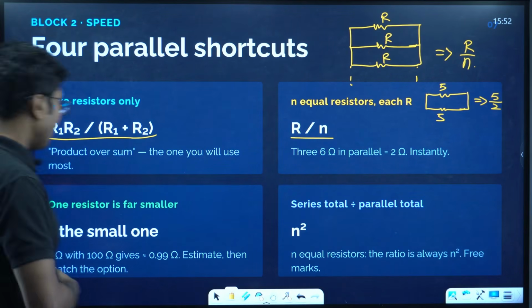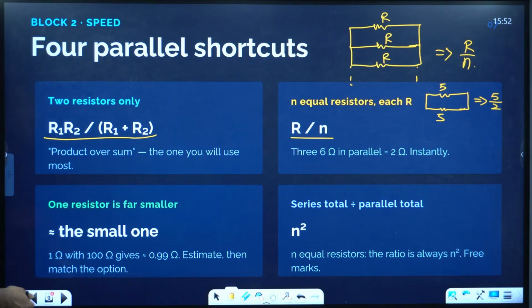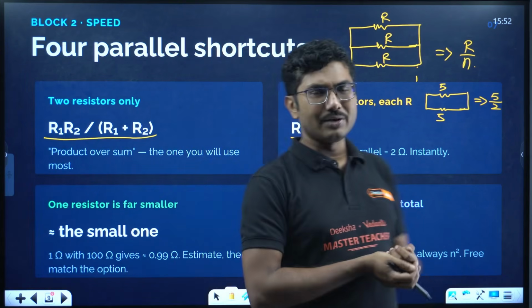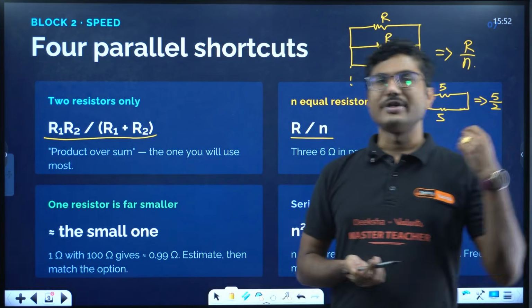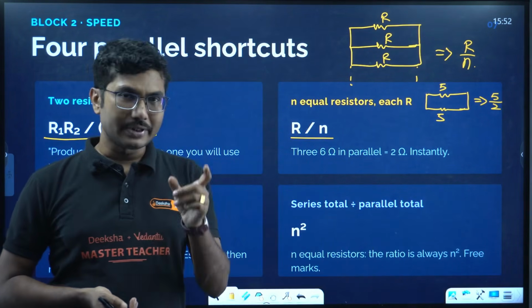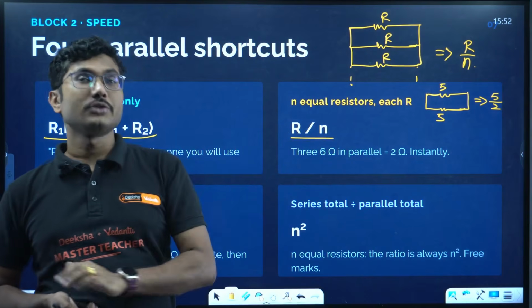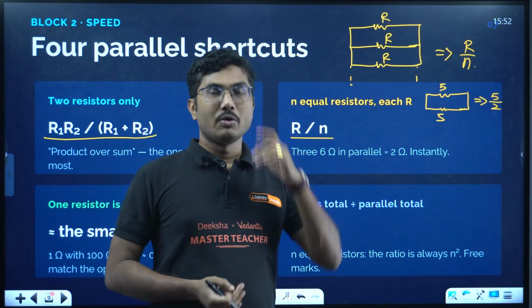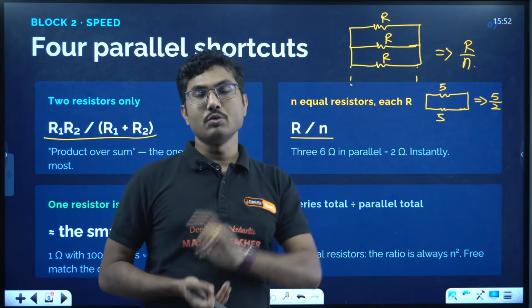Okay. Now, if one resistor is far smaller, 1 ohm with 100 ohm gives 0.99 ohm. Estimate, then match the option. Suppose you are connecting a very high value resistance with a very small value resistance in parallel. There is a tendency that the equivalent resistance will be closer to the smallest resistance. If you connect 100 ohm and 1 ohm, the equivalent value will be closer to 1 ohm.